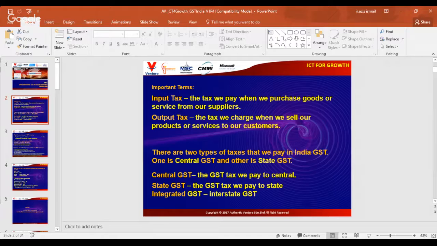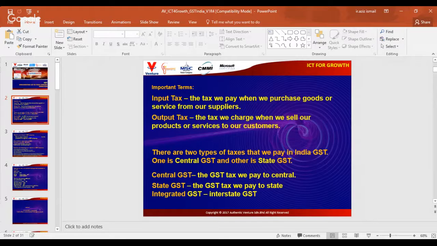During this session, we are only going to go through the introduction about the GST India. So the first thing that you will learn will be some of the GST terms, like the input tax. Input tax is when you purchase product from your supplier and you are going to pay the GST. That is the input tax.